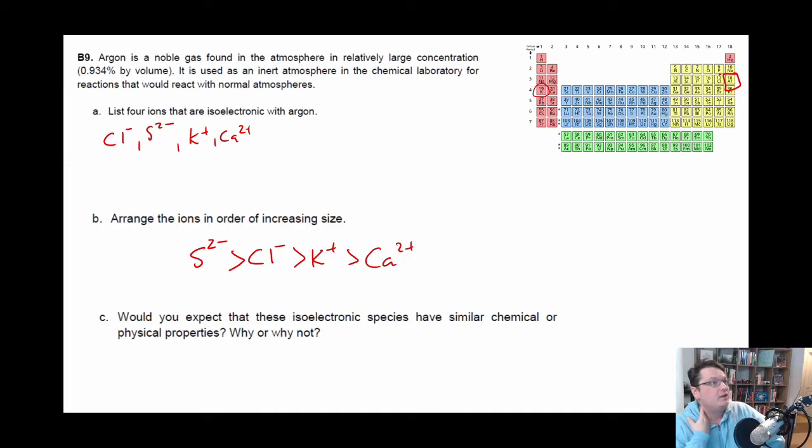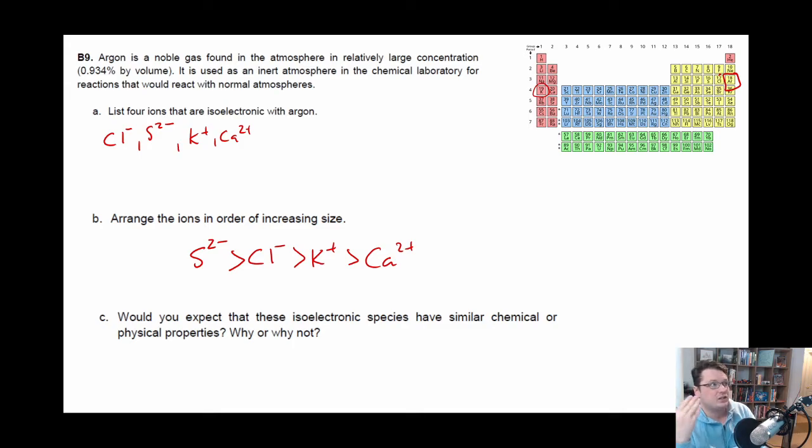Why or why not? No, we would not, because they all have different charges. So they're all going to be interacting differently with other charged species. If you have something that has a 2 minus charge, that's a very localized amount of negative charge. That's going to want to interact much more strongly with positive charges compared to something that only has a single negative charge. Same thing with positive charges. Positive charges aren't going to want to interact with other positive charges, and they're going to want to interact with other negative charges. And the more positive charge you have, the more negative charges it's going to want to interact with.